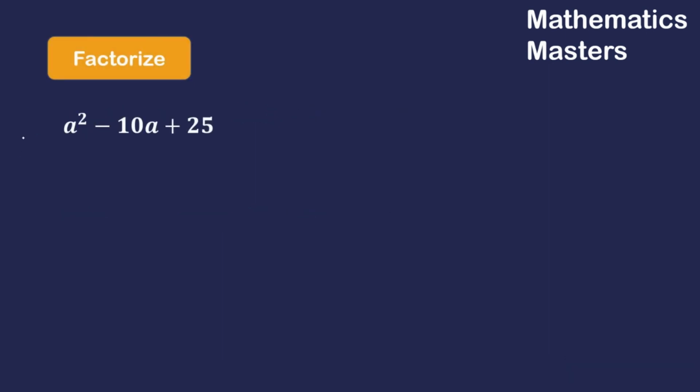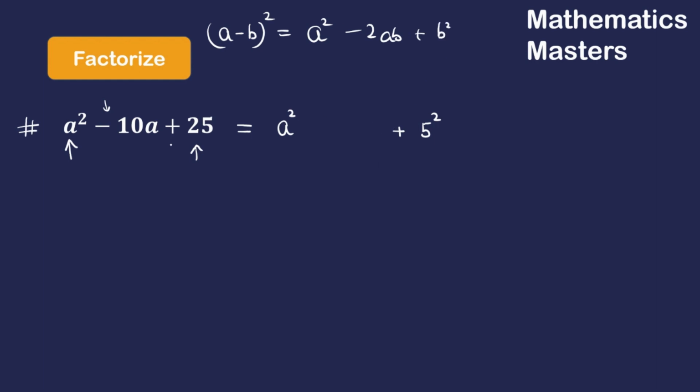The first question says to factorize the expression a square minus 10a plus 25. So if we remember the identities, we are going to use them. Over here we can see that the first term a square is already there, and the third term, plus 25, we can write as the square of 5. Because there is a minus sign over here, we can use the second identity, which is (a minus b) the whole square is equal to a square minus 2ab plus b square.